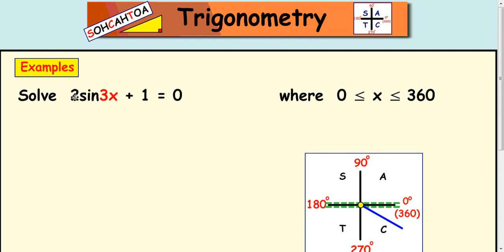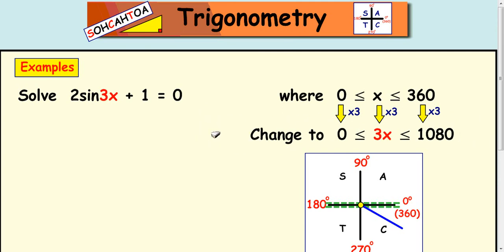In this example, we're going to look at how to solve 2 sine 3x plus 1 equals 0. So as in the last example, we want to look at values between 0 and 360, but we want to triple the domain because we're looking at sine of 3x, so there should be 3 waves between 0 and 360. So to do that, we just multiply everything by 3, and we're looking at values between 0 and 1080, and then we'll divide back by 3 right at the end.